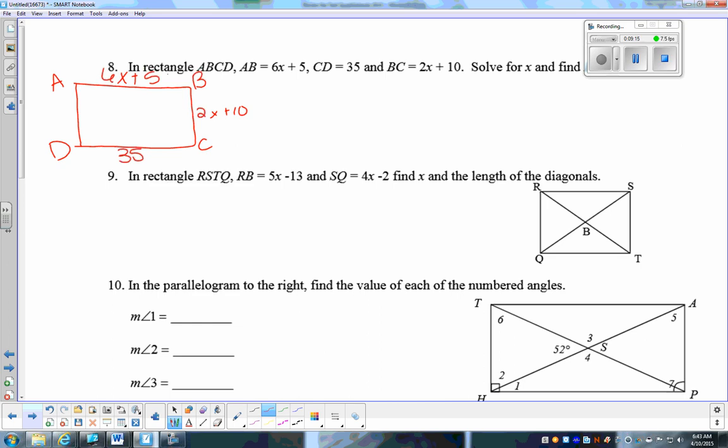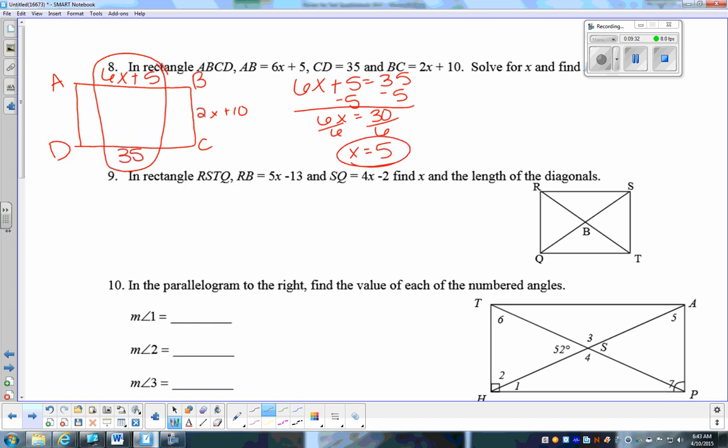So in order to solve for x, I need to use my opposite sides are congruent again. So I know that 6x plus 5 equals 35, so I subtract the 5. And then divide by 6. So I get x equals 5, but I'm not done yet. I have to find BC. So I take the fact that BC was 2x plus 10, and I plug 5 in for x. So BC is 20.